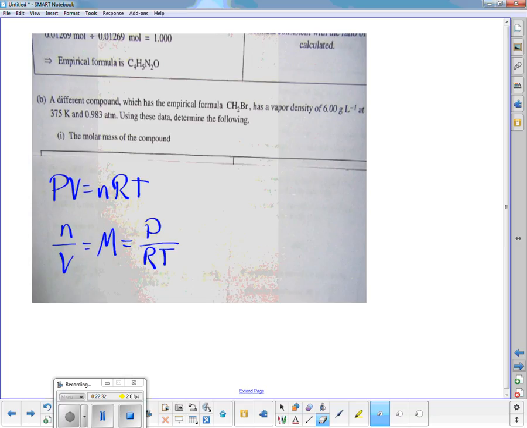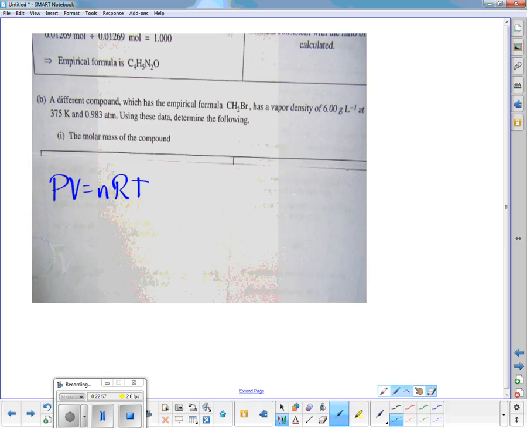I believe, let me see. Oh no, we're solving for moles, sorry. I just got molarity all mixed up. Yeah, let's solve for moles, it'll be easier. Now I need a big eraser. Okay, solving for moles would be a lot easier. Let's do that first. So n is equal to PV divided by RT.